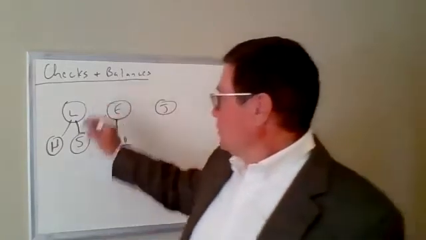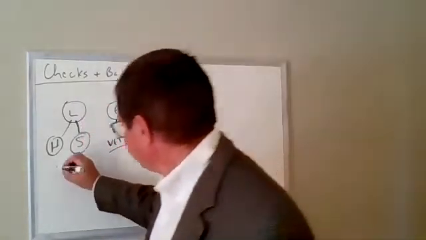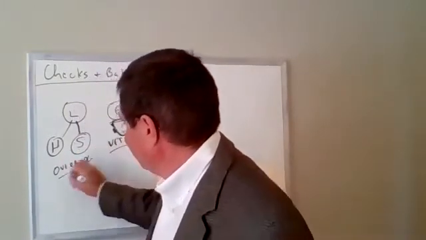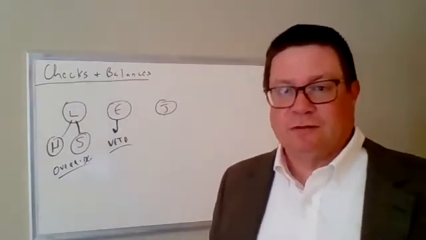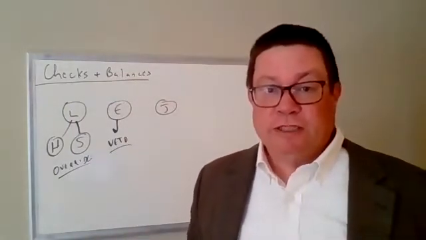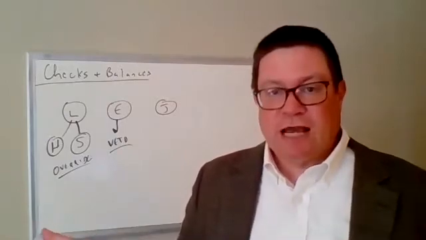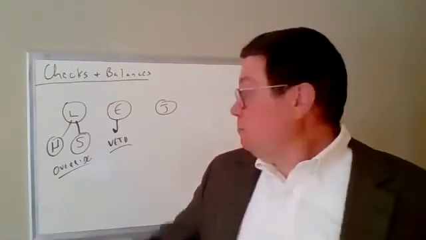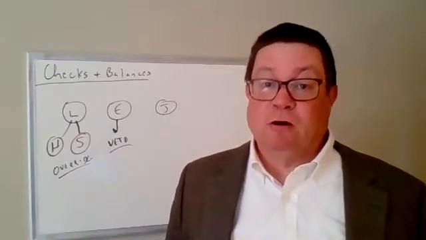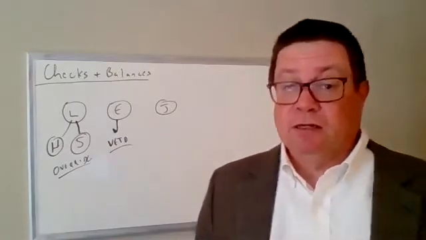Now, Congress also has the ability to override a veto, right? So the president doesn't have an unqualified veto in which he says, nope, this isn't going to happen. If both houses of Congress vote to override the veto, then that piece of legislation becomes law. So it's a check there, right?